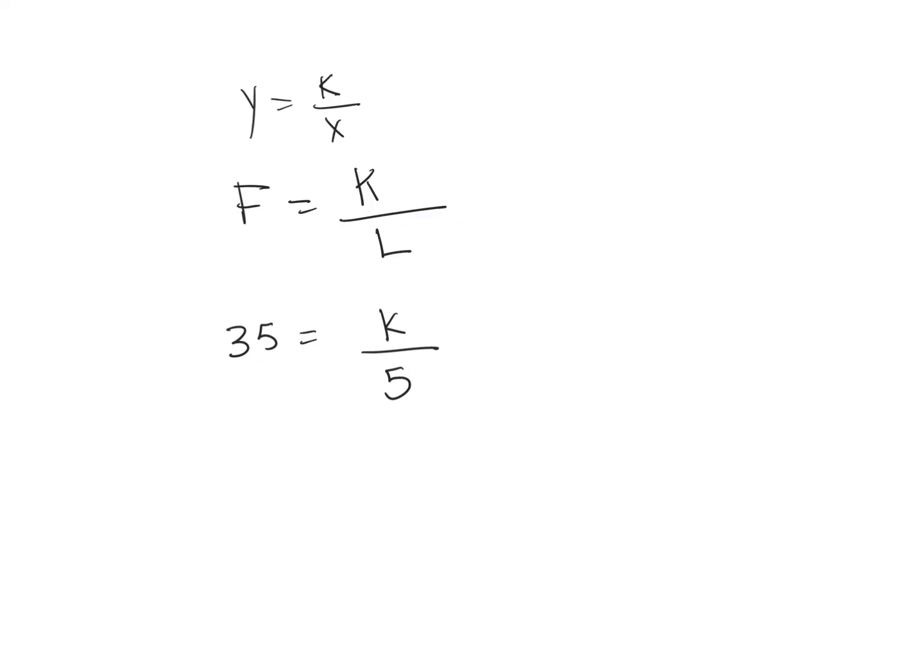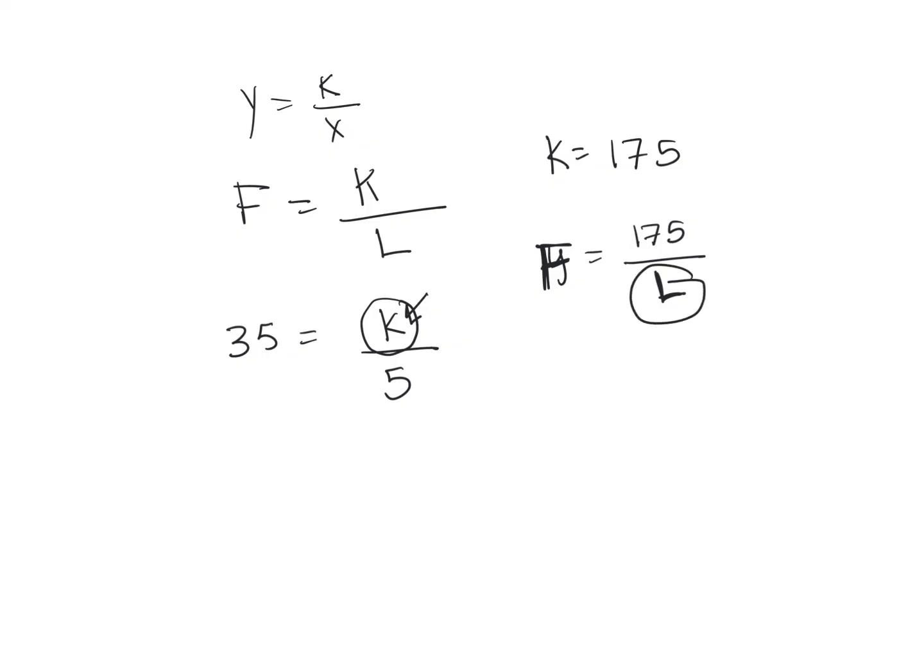All right. So they gave us this so we could figure out what K was. And then we're going to plug in K and go from there. So K is equal to 35 times 5, which is 175. So we have Y equals, and again, I used force here. I could have used force or length underneath. It doesn't make a difference in these. 175 over my length.